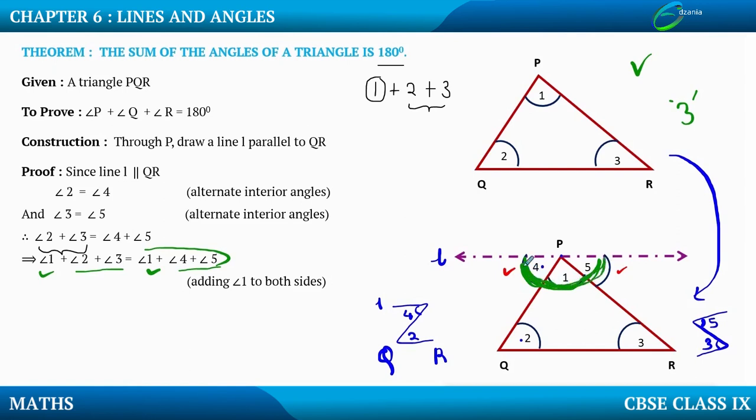Angle 1 plus angle 4 plus angle 5 will be equal to 180 degree because anyways we are going to get this straight line L because of these three angles. When we add these three angles, we'll get line L. Therefore, that will be equal to 180 degree.